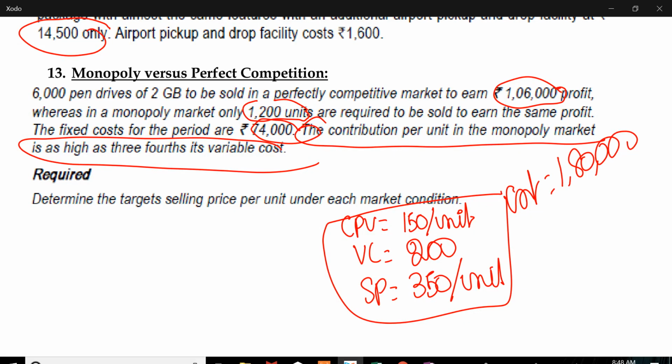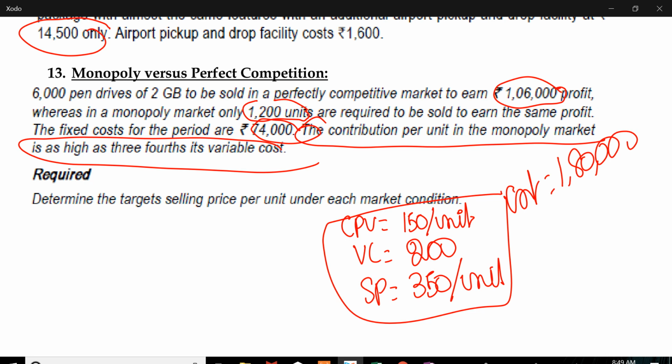Now you need to tell me how you will do it in perfect competition. I'm not going to help you out in this. You should be in a position to tell me in perfect competition. Okay. Contribution per unit is possible. Beyond that, what do you want me to do?